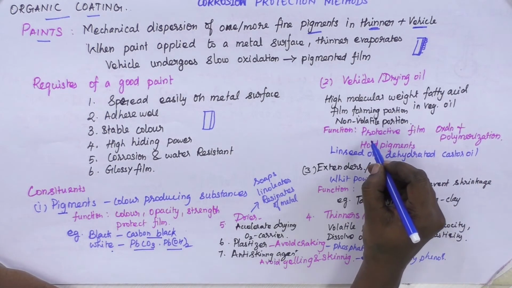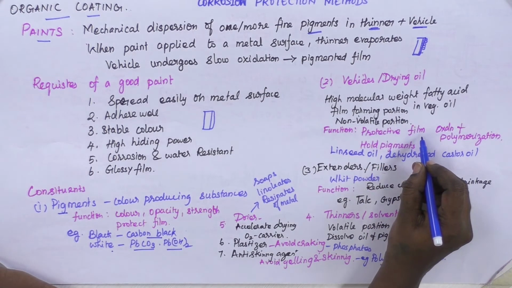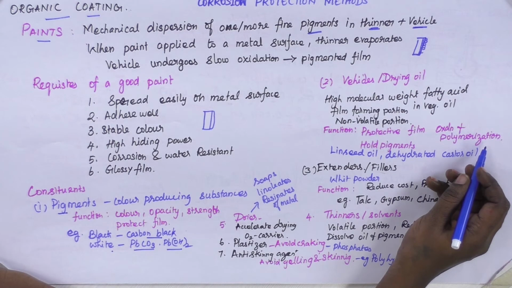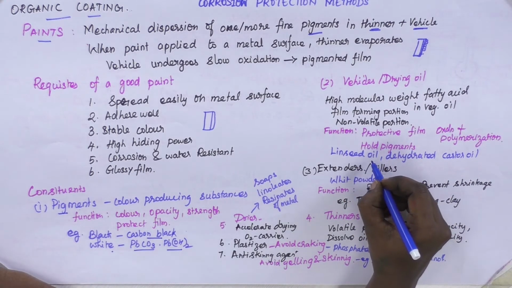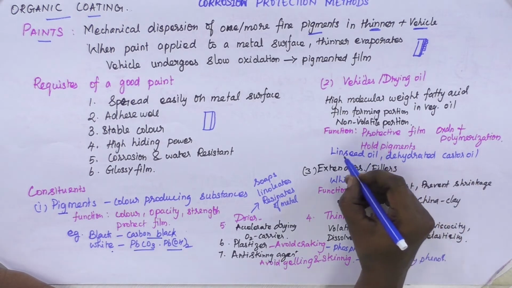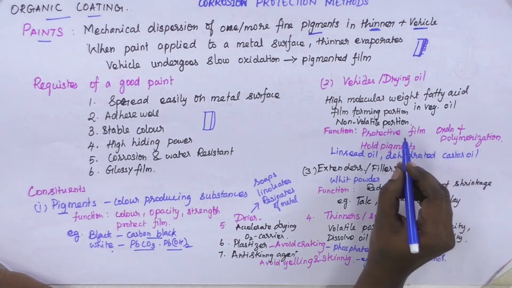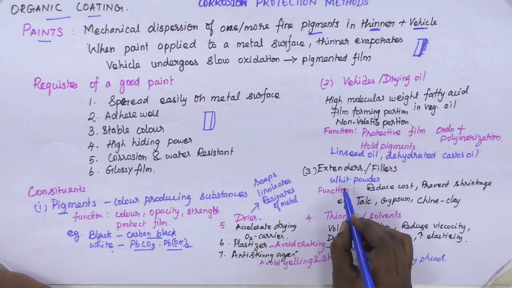The function of paint is to create a protective film through oxidation or polymerization process and can hold the pigment material that is present in the paint. The examples for the vegetable oil or drying oil are linseed oil and dehydrated castor oil. So these are the things we commonly use as a vehicle or drying oil.